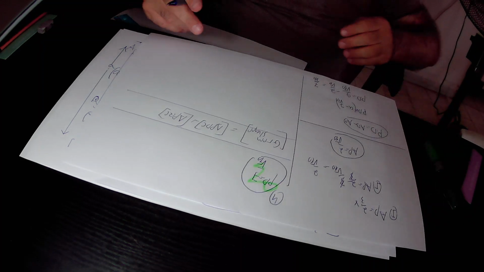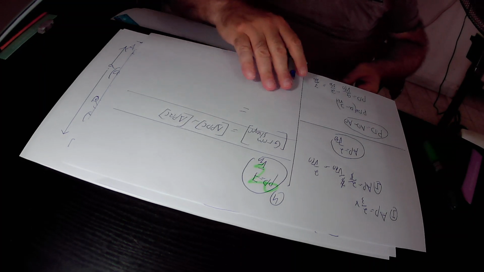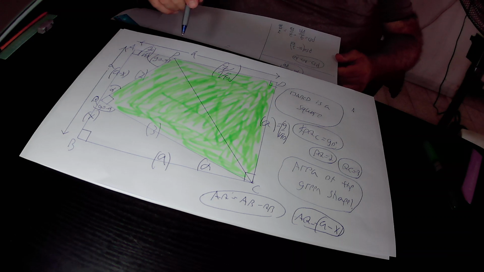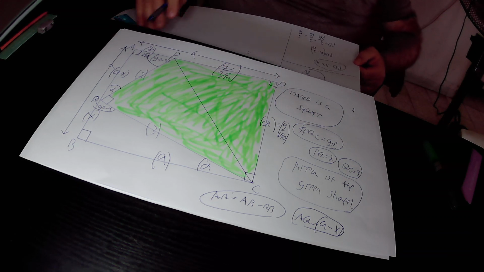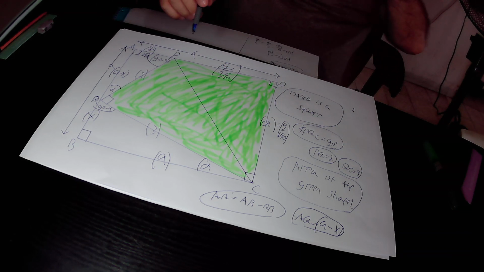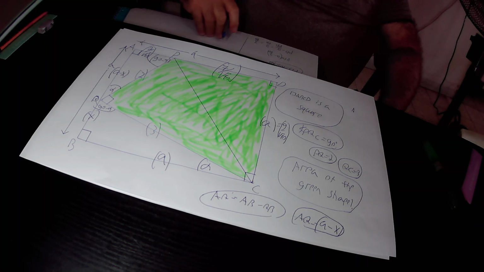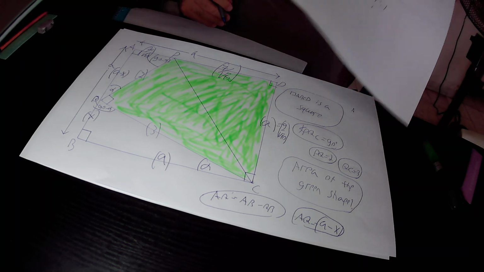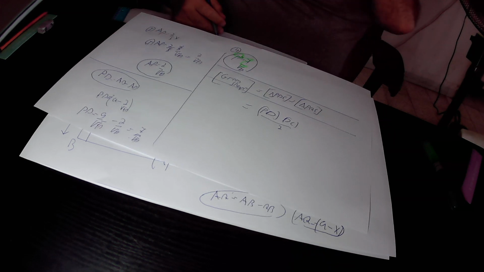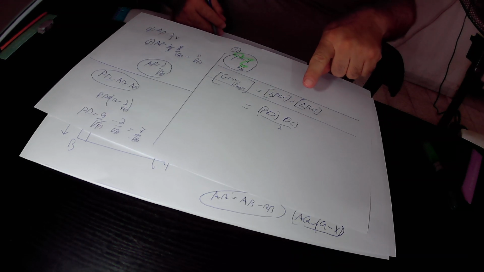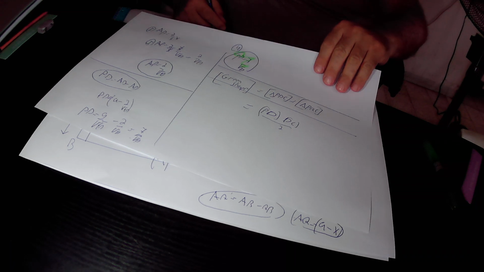So what is the area of the right triangle PDC? The area of the right triangle PDC must be equal to the base of the right triangle PDC, that is PD, times the height, that is DC, divided by 2. And again, the area of the right triangle PDC equals the base, that is PD, times the height, that is DC, over 2.